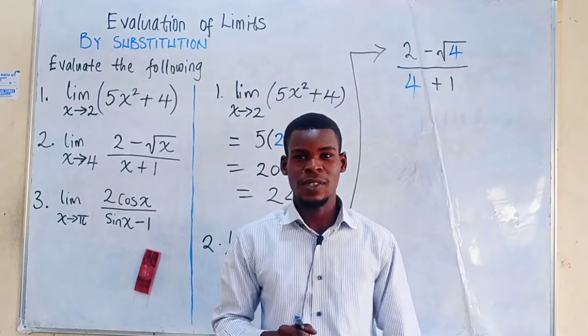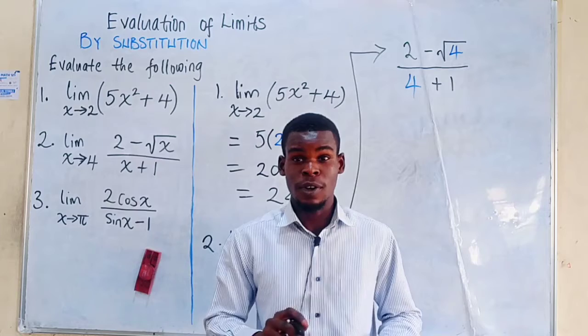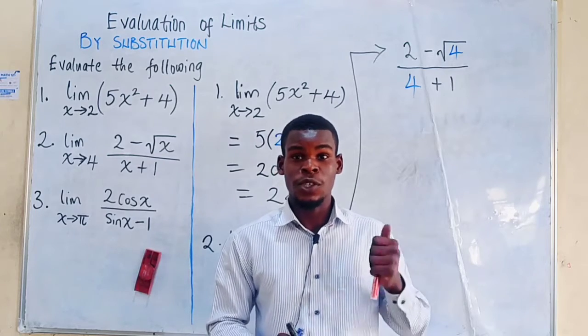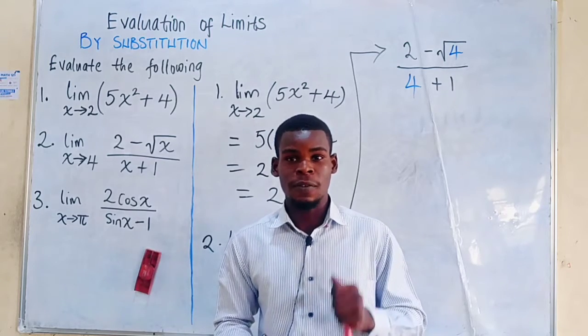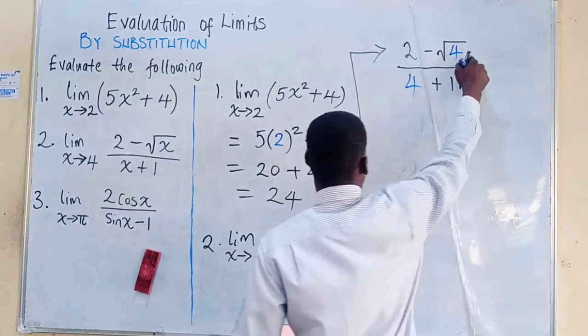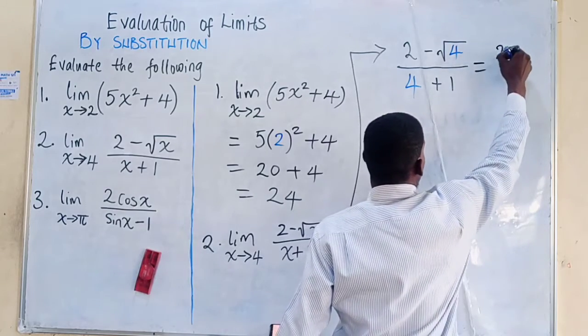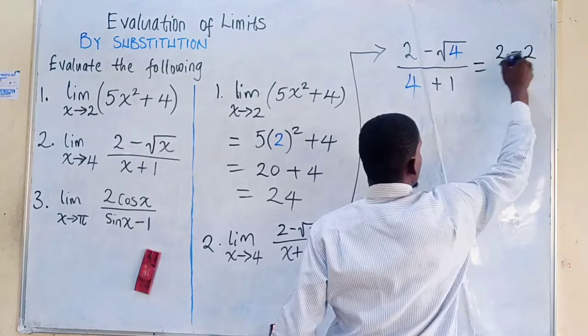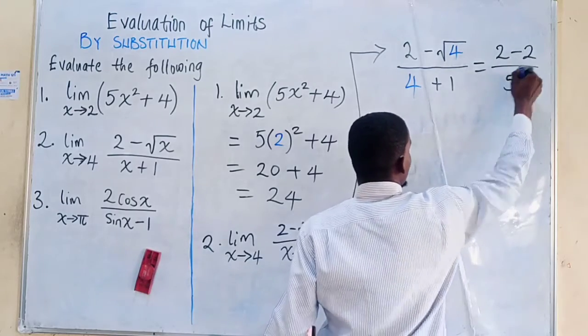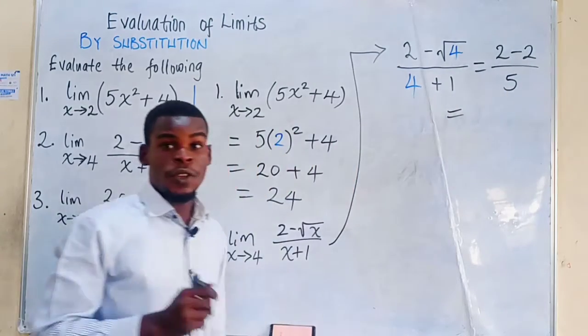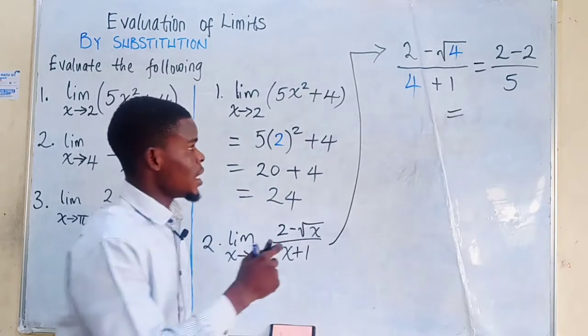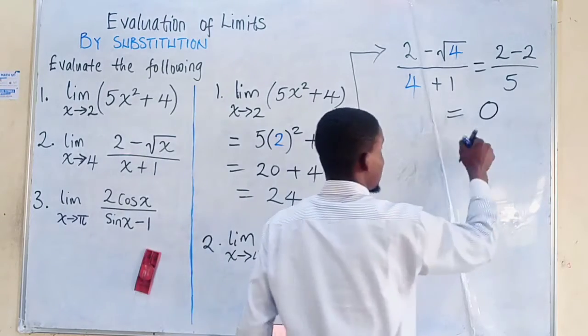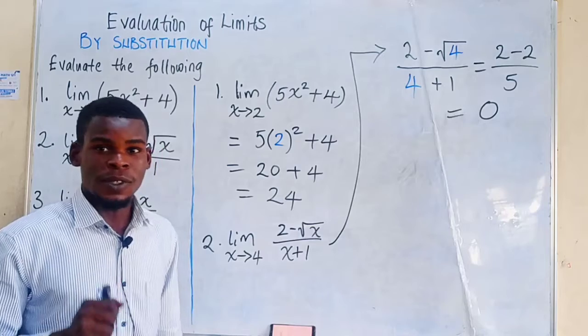Don't be confused when you say the square root of 4 is positive and negative 2. That is wrong. The square root of 4, provided 4 is known and it's positive, is just positive 2. So we plug in 2 here, and we have 2 minus the square root of 4, which is 2, and then 4 plus 1, that is 5. Well, we have 0 in the numerator. That tells us that the result is going to be 0, given that the denominator is not equal to 0.